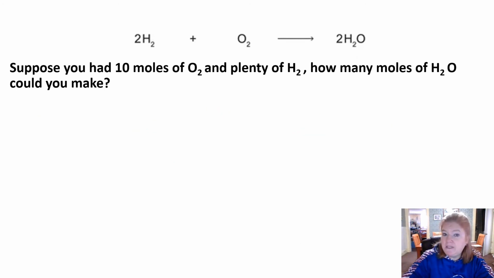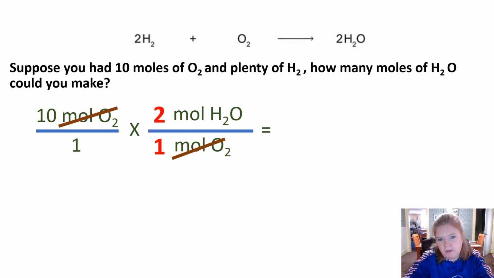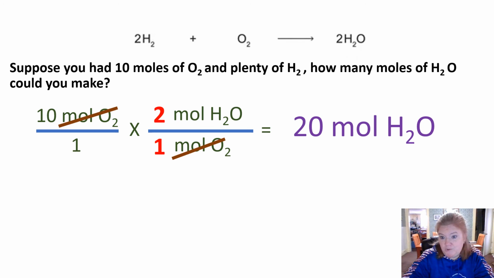What about if I had 10 moles of O2 and lots of H2? How much H2O could I make? Start with what you're given. I know I need to cross out moles of O2 and convert it to moles of H2O. How do I convert from moles of one thing to moles of another? Use the mole ratio from the coefficients. It has to be a balanced equation though. So put those coefficients, those cancel out. That's 10 times 2, which is 20, divided by 1, 20.